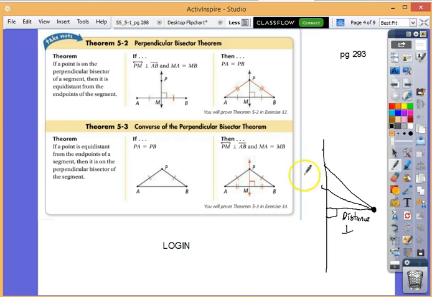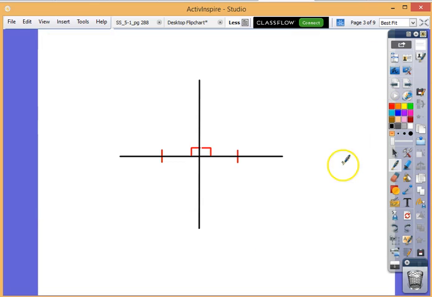All right, so let's take a look at a situation where we've got a perpendicular bisector. So this line right here is a perpendicular bisector of segment AB because not only is it perpendicular to segment AB, but it cuts AB in half at this point right here, and I think I'll call that point O.